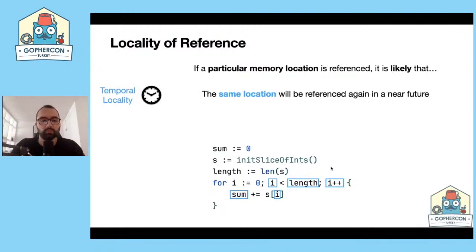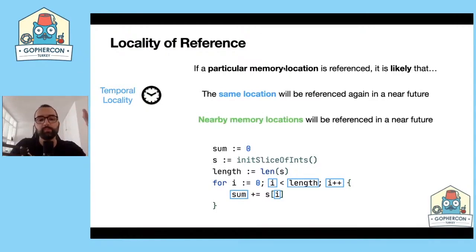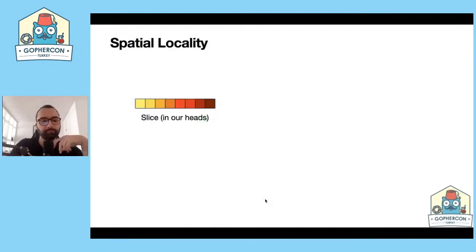So that's temporal locality. And there is another principle which is going to be very important for us. If a particular memory location is referenced, it is likely that nearby memory locations will be referenced in the near future. Nearby memory locations. So that's what we call spatial locality. And in this example, where do we see it? We do see it on the slice itself. And we are going to focus on this principle of spatial locality in the next slide.